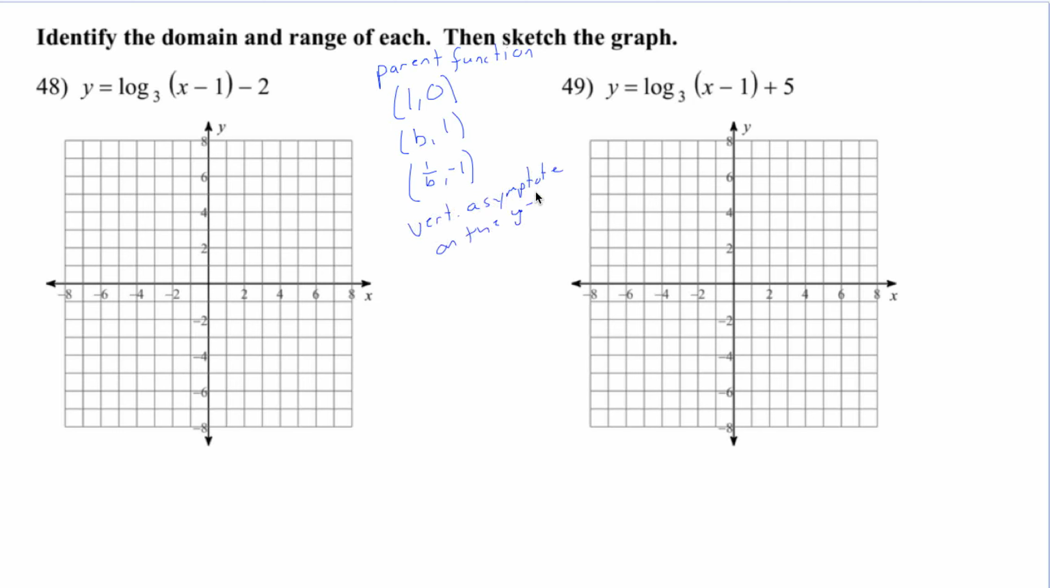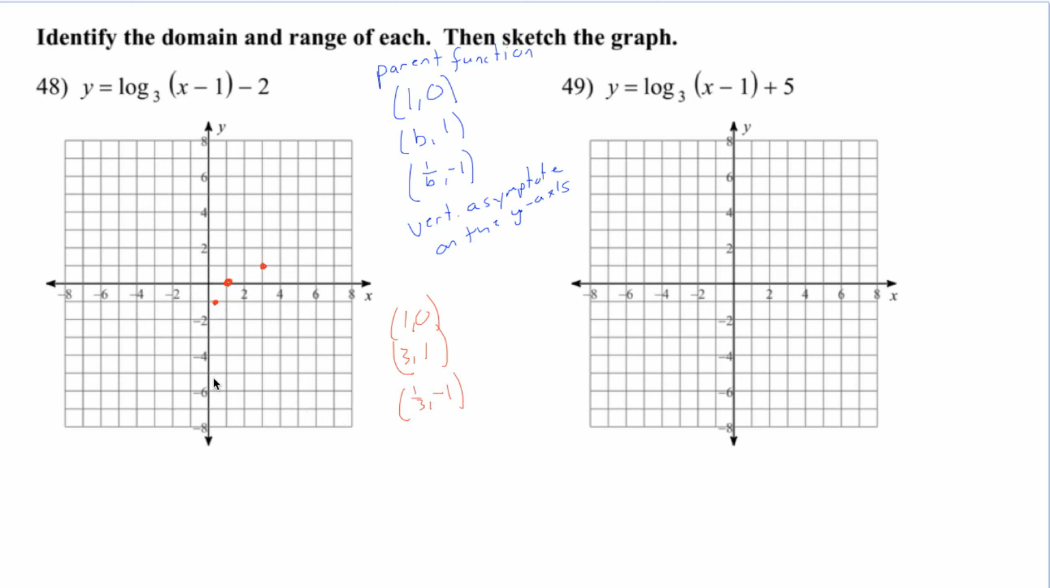Now again, this is just the parent function. Things can get shifted, and they do in both of these. So for this one over here, we'll do this in red. The points of the parent function will be 1, 0, base 1, so our base is 3, 3, 1, and the reciprocal of the base, so 1/3, negative 1.